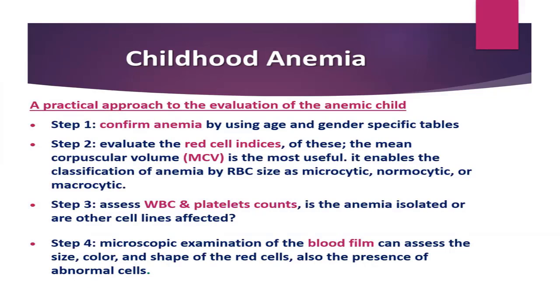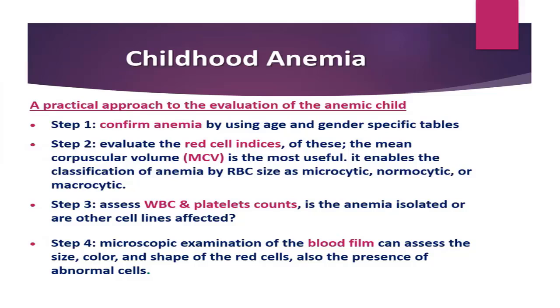How do we approach a child with anemia? First, we should confirm the presence of anemia by using an age and gender specific table. Second, by evaluation of red cell indices: the mean cell volume, mean cell hemoglobin, and mean cell hemoglobin concentration. Mean cell volume is the most useful red cell index, which enables classification of anemia depending on RBC size into microcytic, normocytic, or macrocytic.